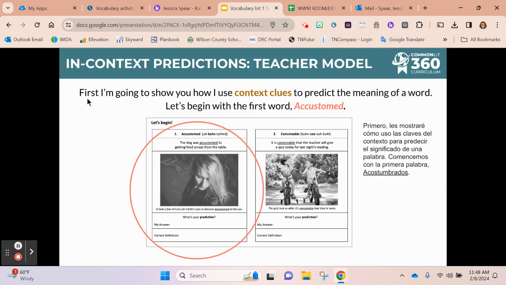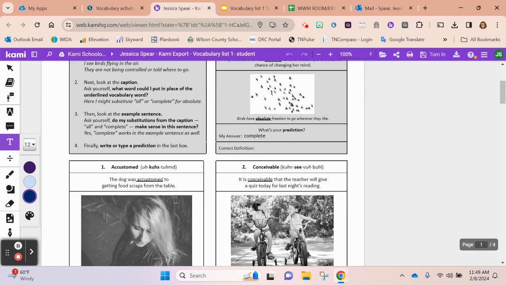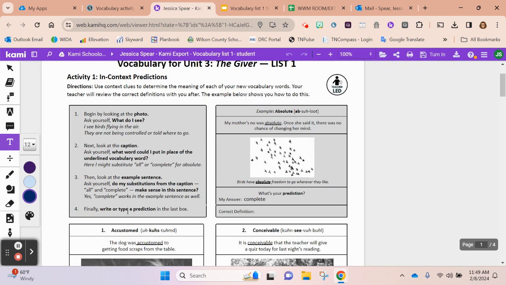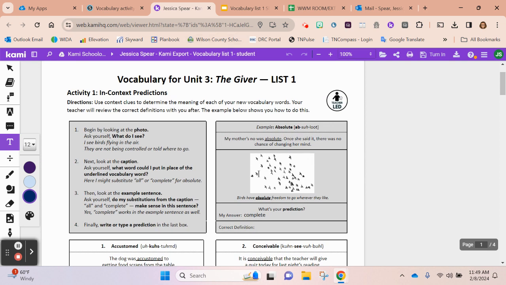So here it says, first I'm going to show you how I use context clues to predict the meaning of a word. Let's begin with the first word, which is accustomed. So you should see this picture right here, okay? Now, before I do that one, let's look at our example here. We do have directions in this first box, and it says first you're going to begin by looking at the photo and ask yourself, what do you see? So this particular person thought to themselves, well, in this picture right here, I see birds flying in the air and they are not being controlled or told what to do.